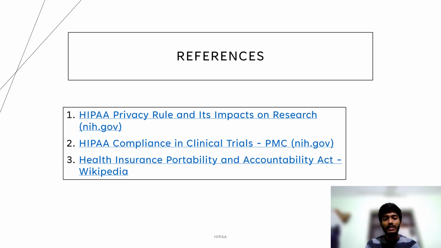These are the references that I have used. One is the original HIPAA site, that is nih.gov, and HIPAA compliance in clinical trials, that is from PubMed Central, and the Health Insurance Portability and Accountability Act on Wikipedia, which is also a good website.